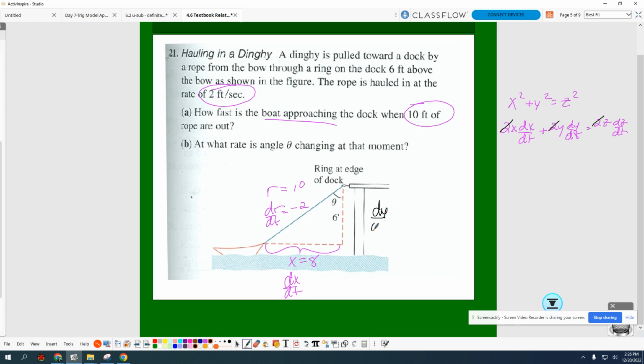What was dy/dt again? 0. So this becomes x dx/dt, because this was 0, equals z dz/dt. What information do I know that I can just plug into this? Do I know x? Yeah, I calculated it, I got 8. Do I know dx/dt? No, that's what we're looking for. Do I know z? Or I should call it r because it's the rope. Yes, at this snapshot in time, it's 10. And what is dz/dt? -2.